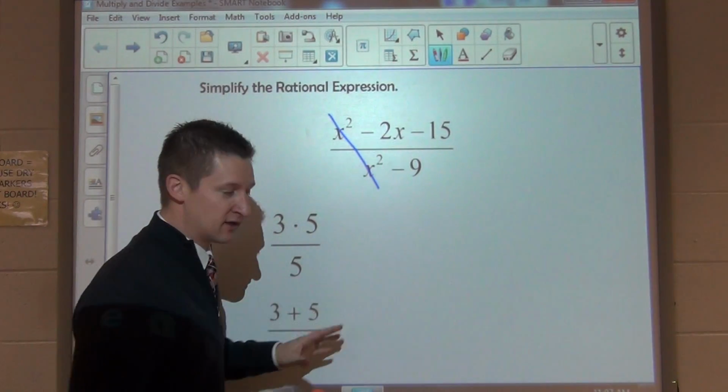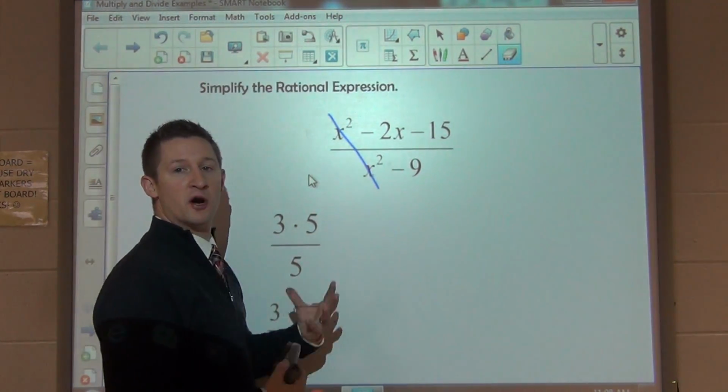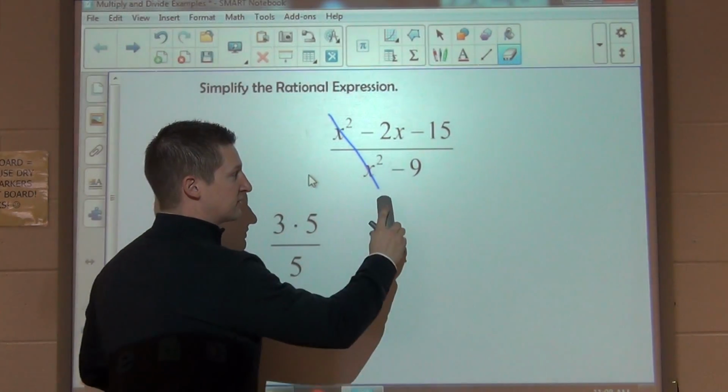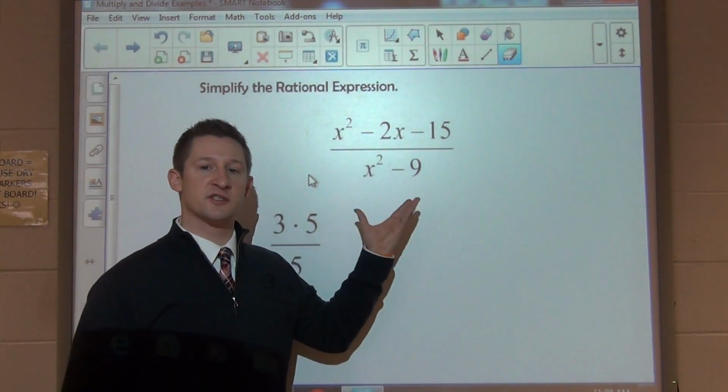That's not the case. The reason is that this x squared and this x squared are both part of a sum and not a product. I can't cancel or divide out a common factor if I'm talking about a sum.